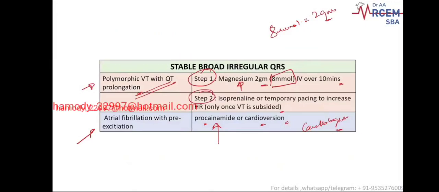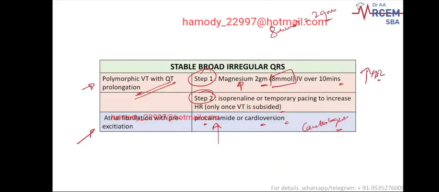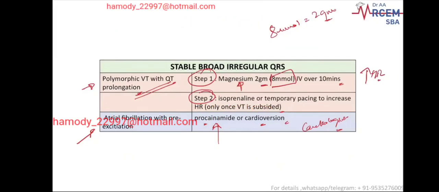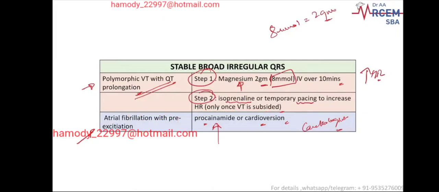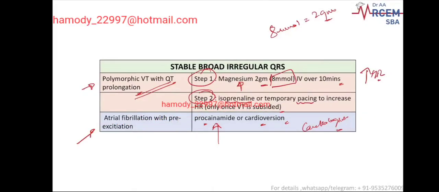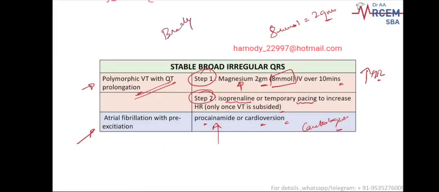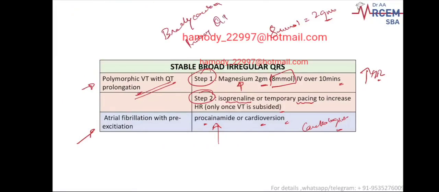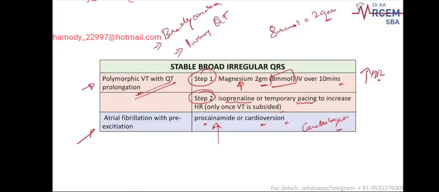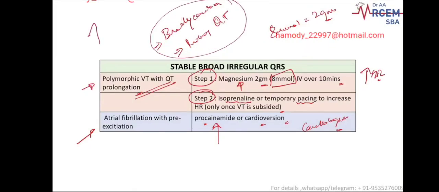Step 2, what they are told is keep the heart rate on the higher side. Do not allow the patient to go into bradycardia. For this, if required, use isoprenaline or use a temporary pacing to increase the heart rate. Why? It is bradycardia or it is the prolonged QT interval which usually predispose to ventricular tachycardias, polymorphic ventricular tachycardias. So they want to address both of these by increasing the heart rate.